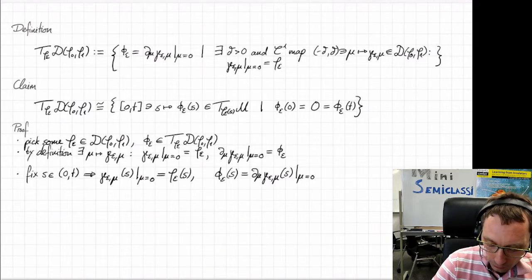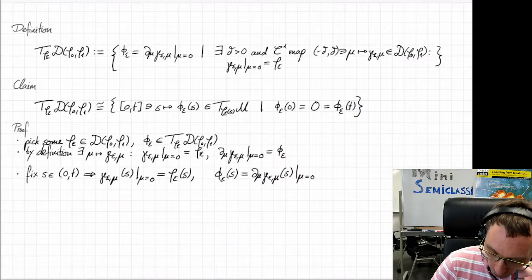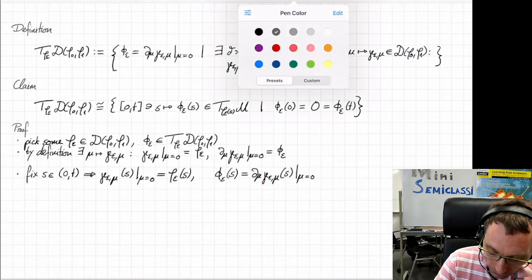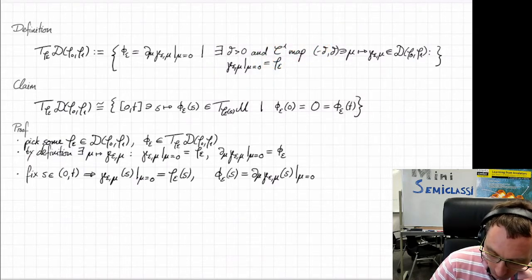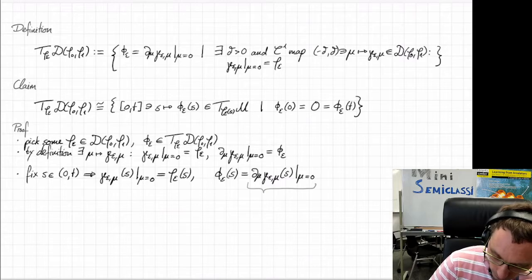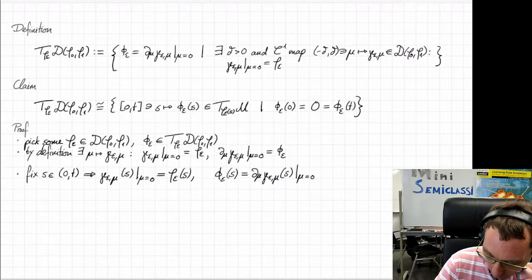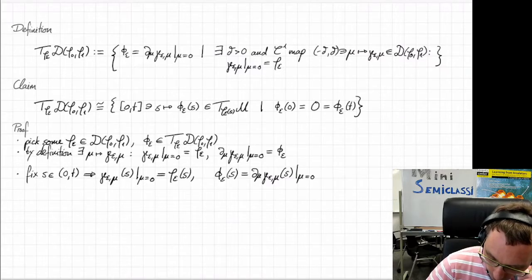But now I just make the stupid observation that if you fix s and regard this as a function of mu, then this is a path on M. So for fixed s, and if you now view mu as the relevant parameter, this is a path in M. And so this here is s fixed, seen as a function of mu.